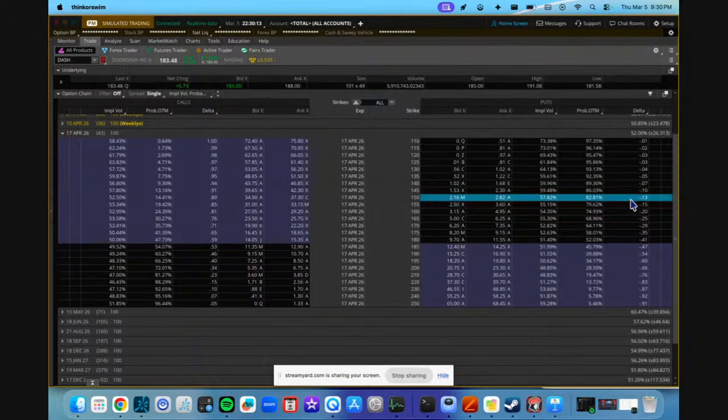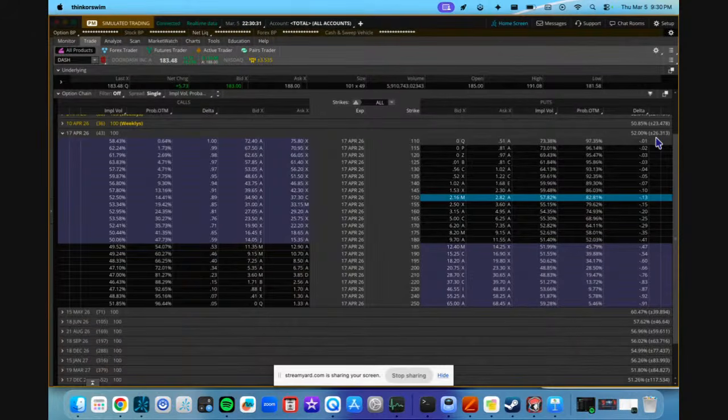I typically look around 0.15, 0.16 delta for the expected move. It's also listed on Thinkorswim. So you can see if I added 12.4 and around 12.9, you get around 26. So that's the expected move with Thinkorswim.